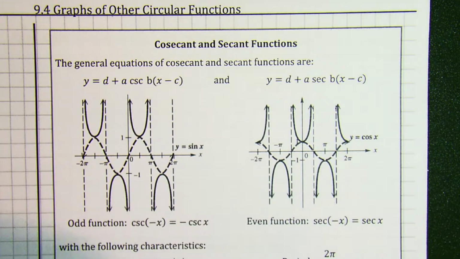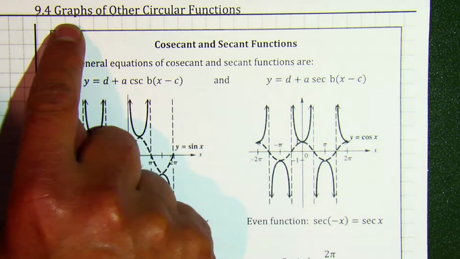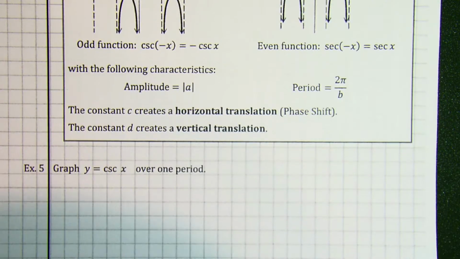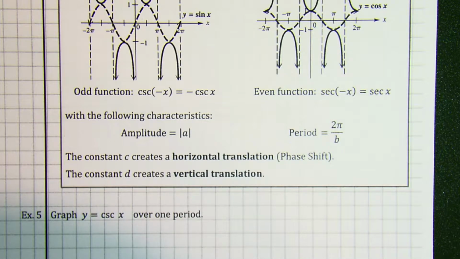Good morning. Today we are going to cover the second part for 9.4, graphs of other circular functions, and we're going to continue with example number 5. So take the time to paste your cutout and copy the example 5, and we'll start once you are ready. Go and pause it.